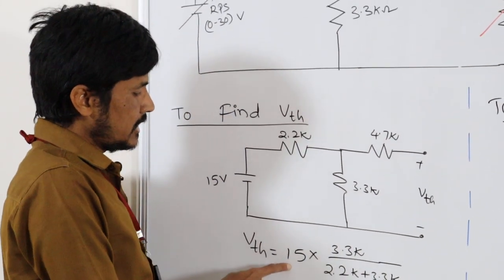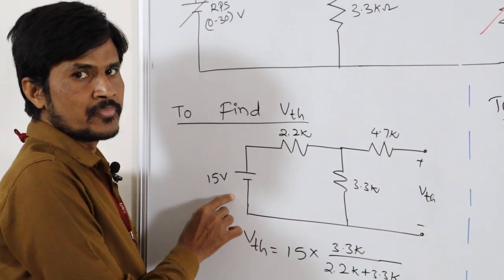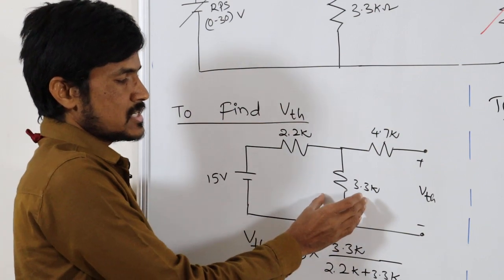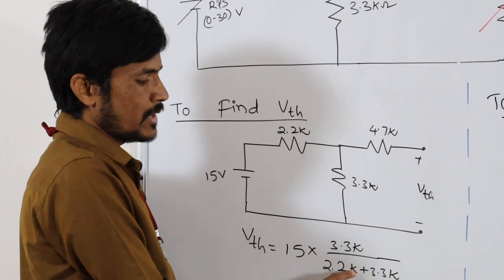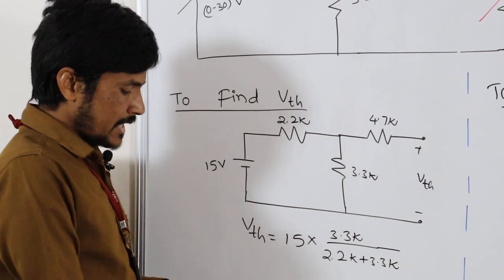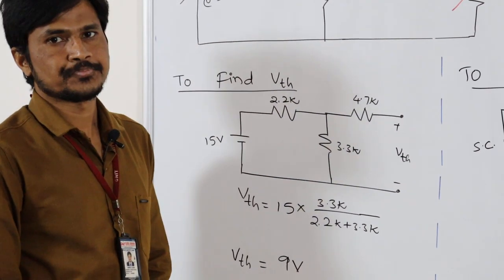So, directly I am writing here, the supply is 15 volts. Input voltage times this resistance divided by the sum of the loop resistance: 3.3 kilo ohms divided by 2.2 plus 3.3 kilo ohms. So, you get Thevenin's voltage as 9 volts.